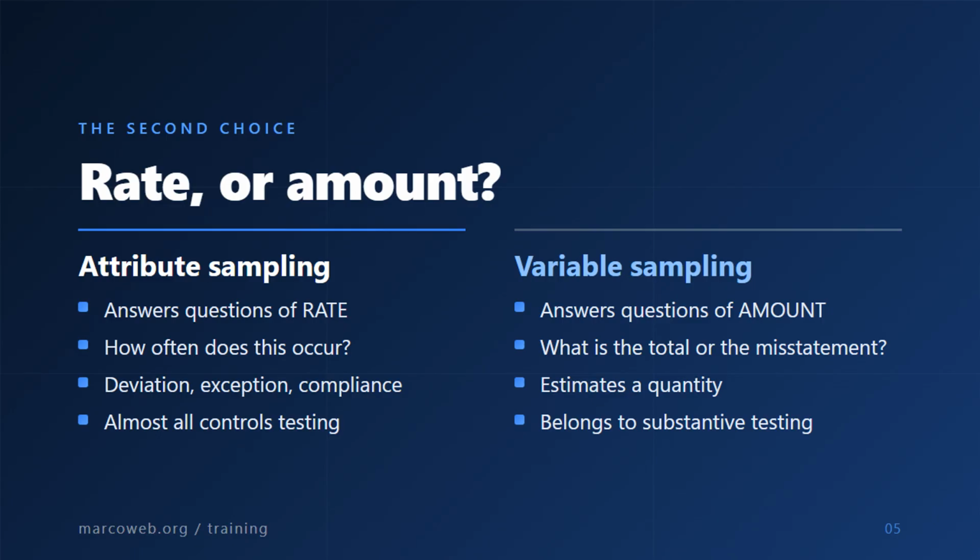The second choice is attribute or variable. Attribute sampling answers questions of rate: how often does this condition occur? Deviation rates, exception rates, compliance rates. Almost all controls testing is attribute sampling, because did the control operate is a yes or no property of each item. Variable sampling answers questions of amount: what is the total value, or the average, or the misstatement? It estimates a quantity rather than a frequency, and it belongs to substantive testing.